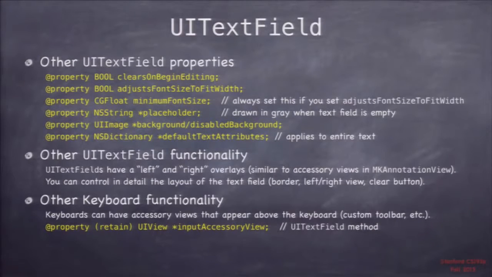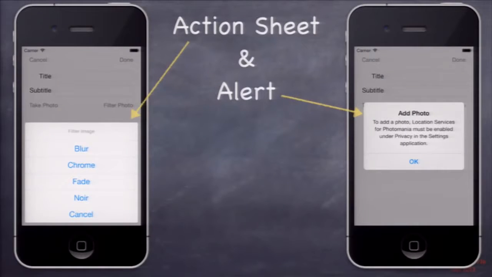All right, the last thing I'm going to talk about today before the demo is action sheet and alert. So action sheet and alert are things that pop up on the screen to alert the user of something, obviously, or to give them kind of a branching decision.